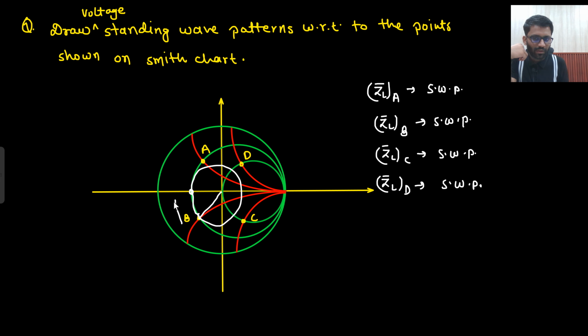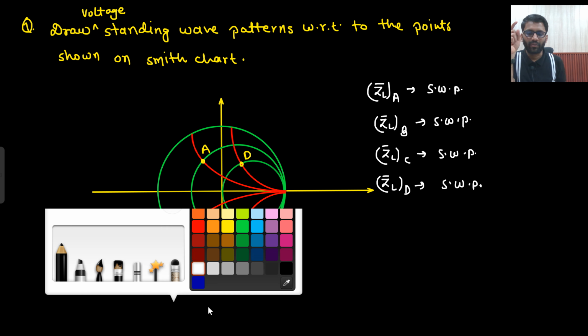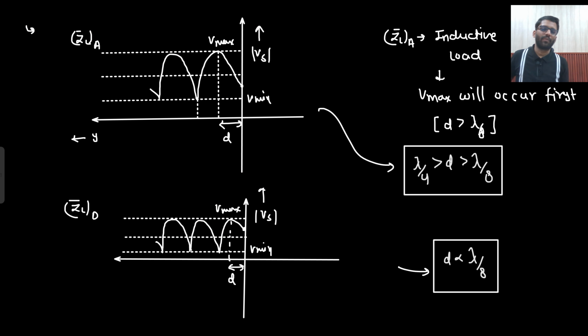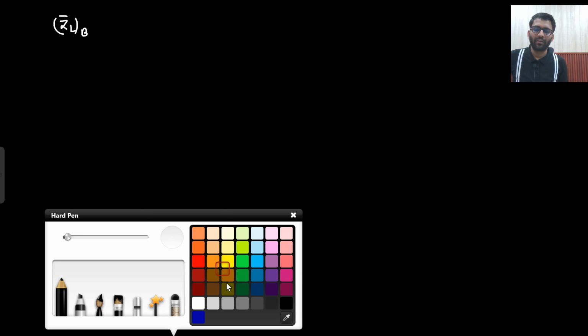So how much do you need to walk? This point is your y equals to 0. You need to walk for less than lambda by 8. Why less than lambda by 8? Directly I can see it because this angle is less than 90 degrees. So Vmin will occur, but I need to walk for less than lambda by 8. So at point B, what else can I conclude? It is a capacitive load, and Vmin will occur first.